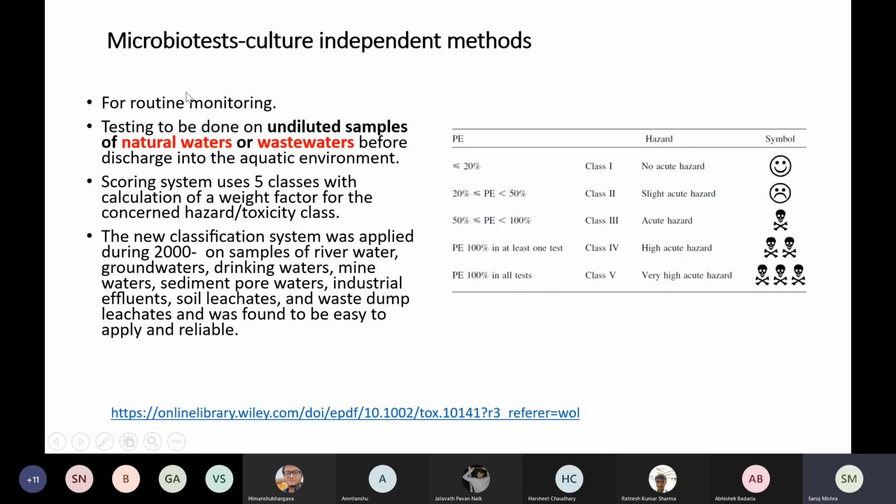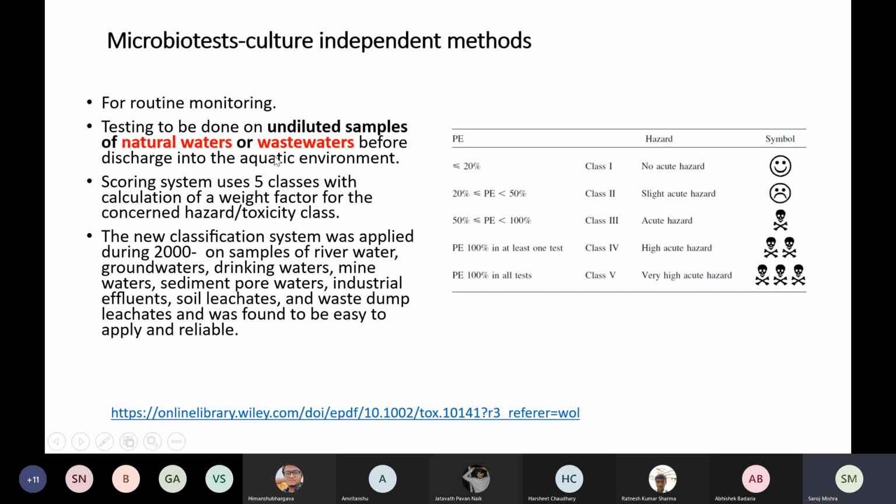So they were actually developed by a consortium of scientists for routine monitoring of the toxicity of chemicals which people are dealing with. And the testing was decided to be done on the undiluted samples of natural waters. So if there is a natural water body, like a lake or a pond, you will just take a sample. You are not going to dilute it, and then you are going to measure the response, whether that lake is contaminated with chemicals, or can it be said that it is very clean based on the tests which you are going to perform in the laboratory.